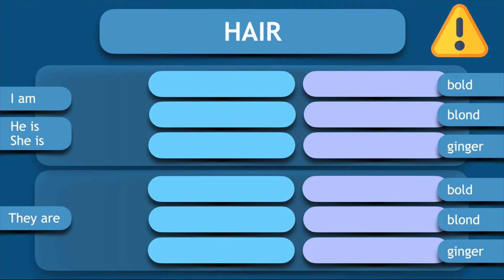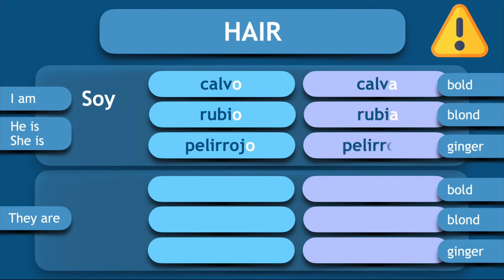Also, with the hair, you might want to say, like in English, I am bald, for what you would use the verb ser. Like when we described general appearance and the skin color with ser, as I mentioned before, you will need to make the agreement with the person that you are describing. Soy calvo. Soy rubio. Soy pelirrojo. Soy calva. Soy rubia. Soy pelirroja.